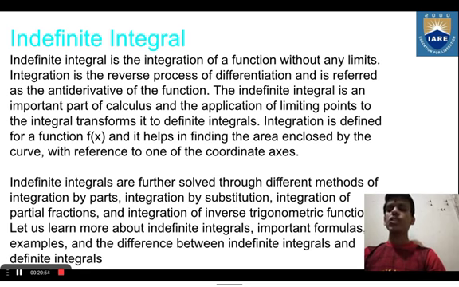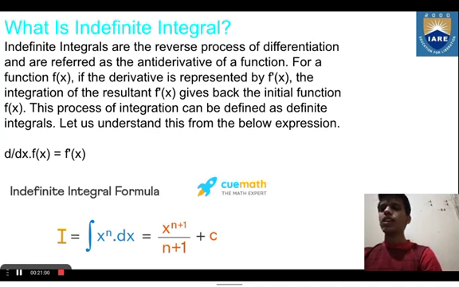See here it is given. Indefinite integral means without any limits. We are finding just the general integration. That is, if we take x power n dx, we will get x power n plus 1 by n plus 1 plus c. This is the indefinite integral.